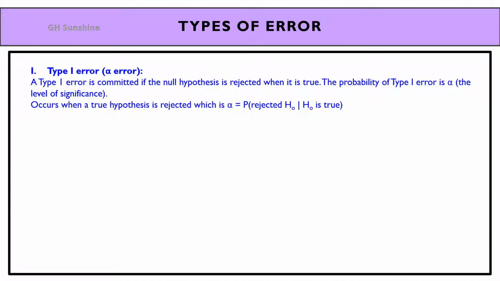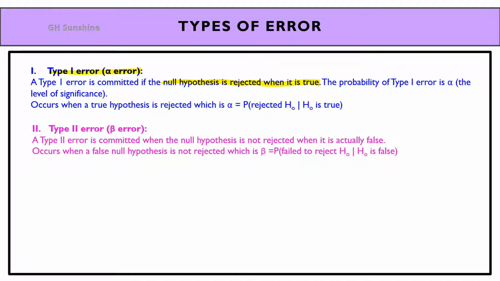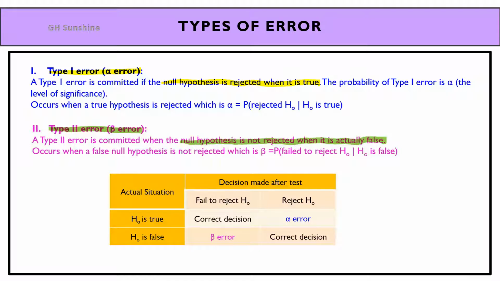Next, types of error. The first error is type 1 error, known as alpha error. A type 1 error is committed if the null hypothesis is rejected when it is true. The second error is type 2 error, known as beta error. A type 2 error is committed when the null hypothesis is not rejected when it is actually false. This table shows the actual situation and the decision made after the test: either a correct decision, an alpha error, or a beta error.